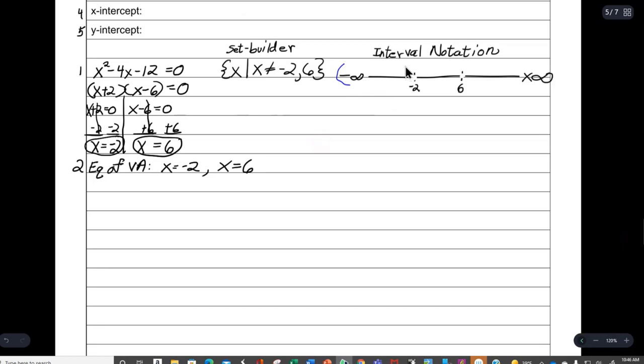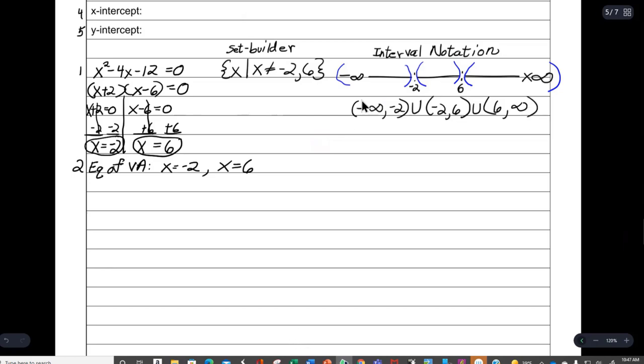From negative infinity to the left side of negative 2, and from the right side of negative 2 to the left side of positive 6, and from the right side of positive 6 to the left side of positive infinity. Wherever there's a gap, I will write a U. So in interval notation, here is the domain: negative infinity, comma negative 2, union, negative 2, comma 6, paren, union, paren, 6, comma infinity, paren.